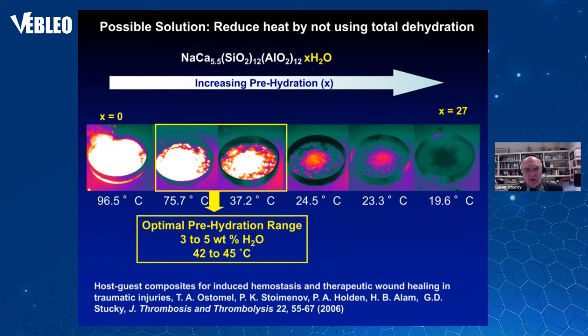And the bottom line is that we did this here, for example, by looking at controlled heating. A possible solution is that we could reduce the heat by not using total dehydration, but just partial hydration. And this is some visual thermal analysis that we were able to use, and we can monitor that and characterize the temperatures for different amounts of water and pick out an optimal temperature for that.